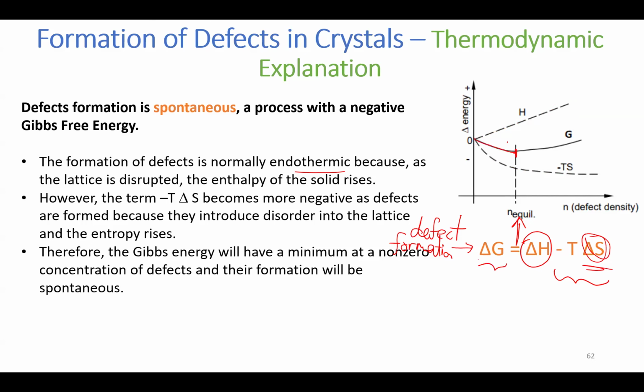Up to some point, it is going down, down, down. And then the delta H value is exceeding, and hereafter, the delta G value will be going up again. So there is an optimal condition, the lowest delta G value for defect formation. Because it's largely negative, it gives free energy at that point, and that amount of defects will be spontaneously formed for a solid. Okay, so I want to explain defect formation with a thermodynamic explanation.